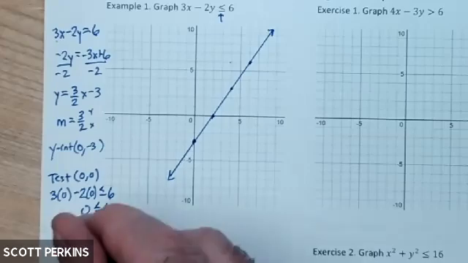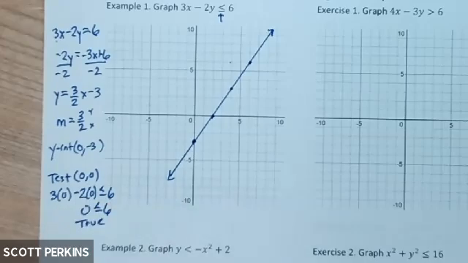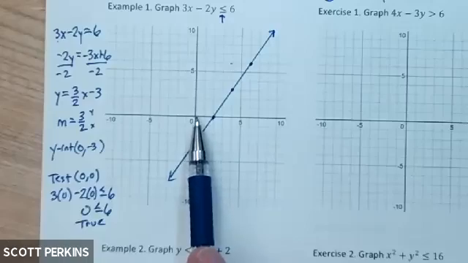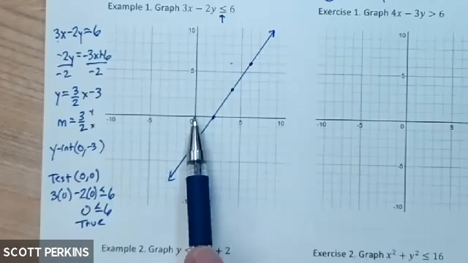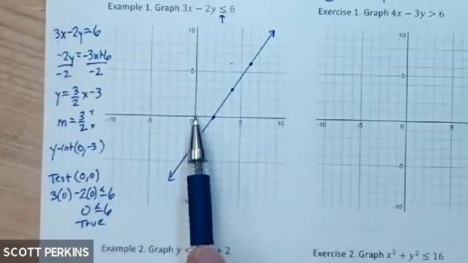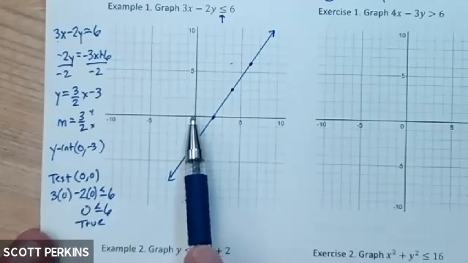That is true. So what that means is the following. Again, tip of my pen. I got a true statement. That means it is a solution. So what that means is all of my solutions are going to be up here. If I had gotten a false statement where the tip of my pen is, if it had been false, that would mean that it wasn't a solution.